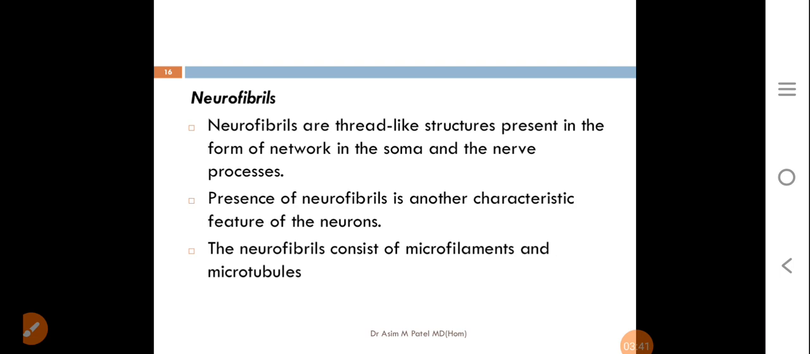The next one is about the neurofibrils. These neurofibrils are the thread-like structures which are present in the form of network in the soma and the nerve processes. The presence of neurofibrils is another characteristic feature of the neuron. The neurofibrils consist of microfilaments and microtubules.